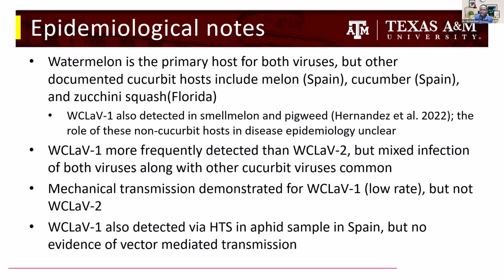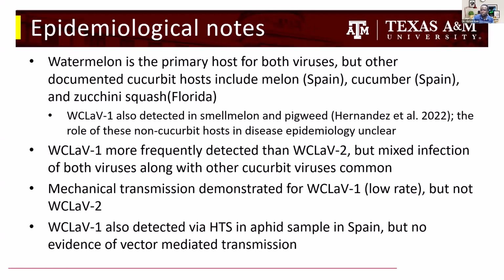The original paper from China demonstrated mechanical transmission for WCrLaV-1 at a very low rate. Only one of about 40 plants was positive, but they were able to demonstrate that the virus was able to move systemically within the plant that was mechanically inoculated, and the symptom was reproduced. There's no evidence of mechanical transmission of WCrLaV-2. There was also a recent report from Spain where they performed high-throughput sequencing on aphid samples taken from watermelon plants, and they were able to pick up WCrLaV-1, but we have to keep in mind that detecting the virus in an insect does not translate to that insect being implicated in transmission.